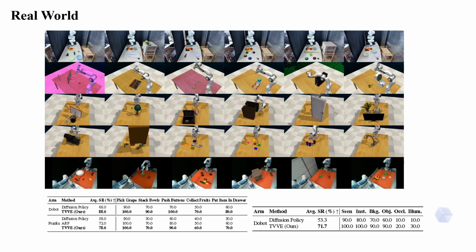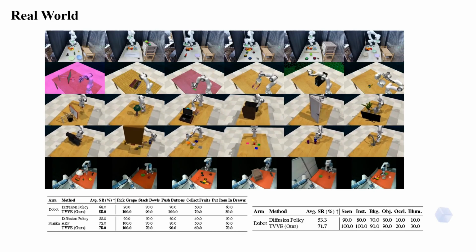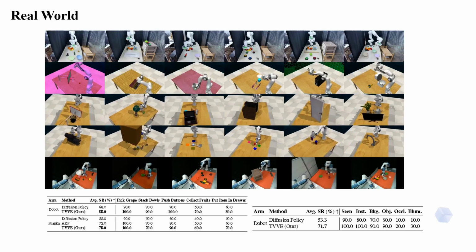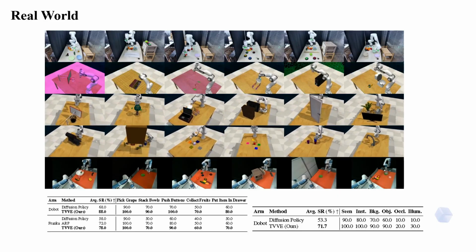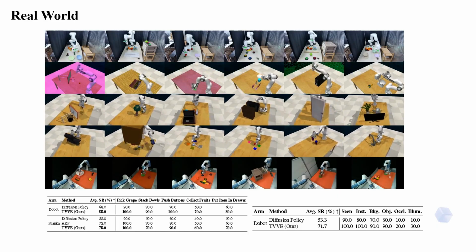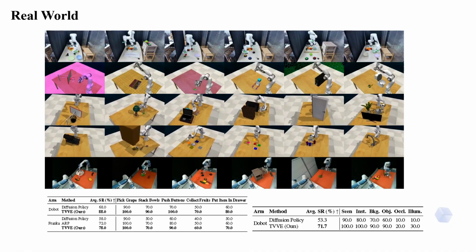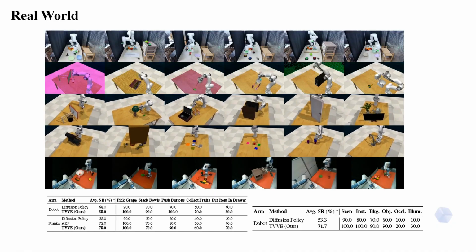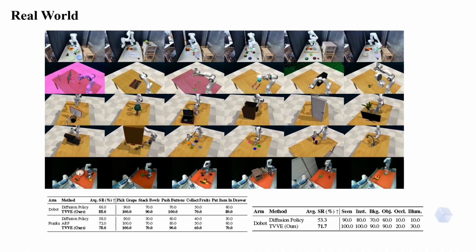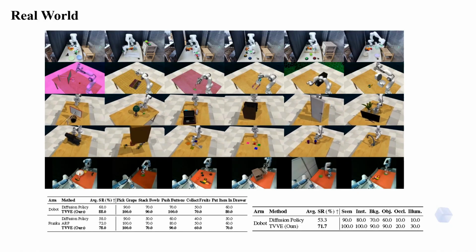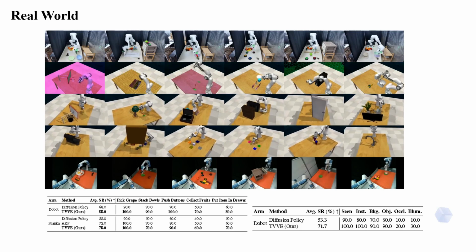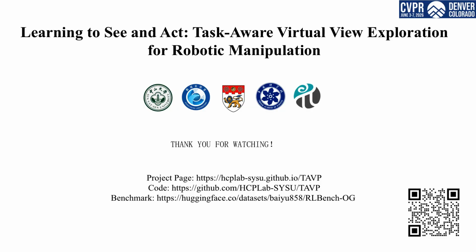Beyond simulation, we validate the method on real robotic platforms. The tests include lighting changes, tabletop and background appearance changes, occlusion during manipulation, and distractor objects. Compared with the baselines, TVVE maintains more stable execution under these disturbances, suggesting that virtual view selection and task-aware routing also help sim-to-real generalization. That concludes my presentation.